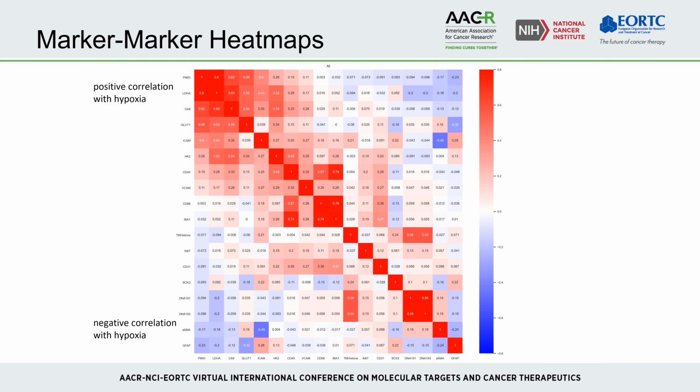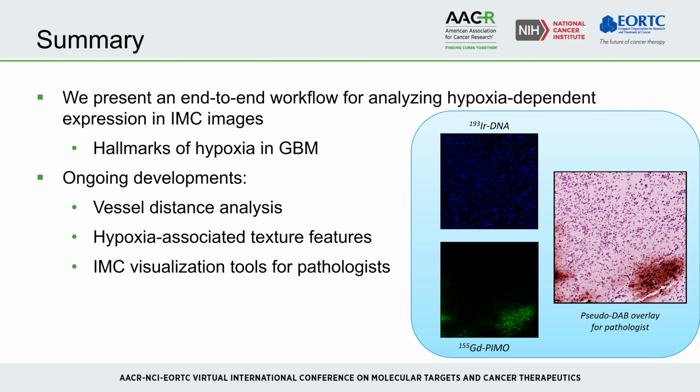We can further simplify the marker co-localization pair plots by visualizing the Spearman correlation coefficients as a heat map. Sorting the genes by their correlation with Pimo, we can see that many known HIF targets are clustered in the top left corner, whereas those that are negatively correlated are seen in the bottom left.